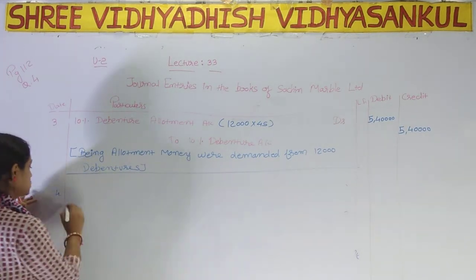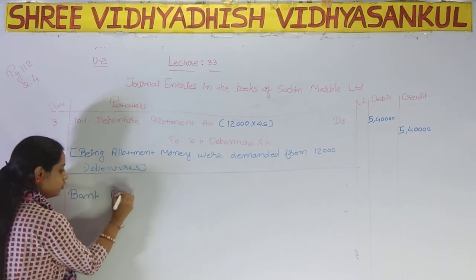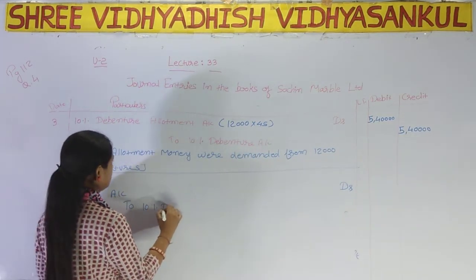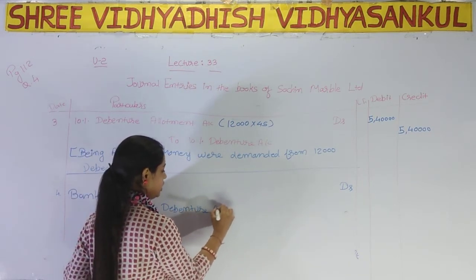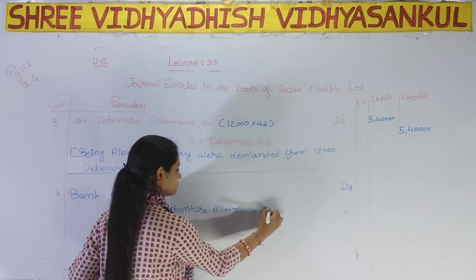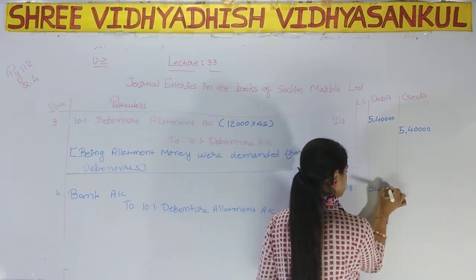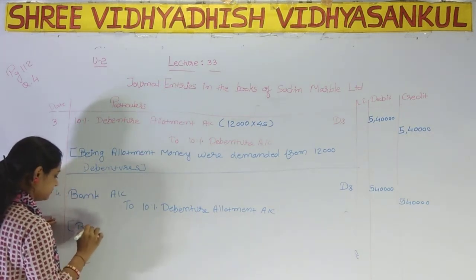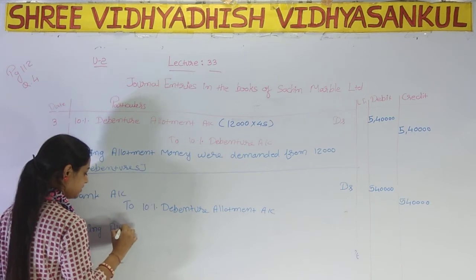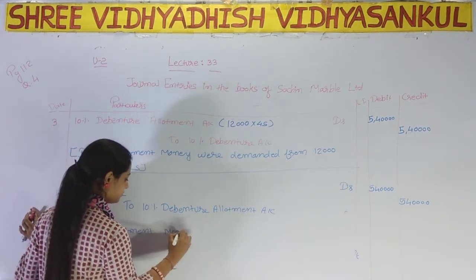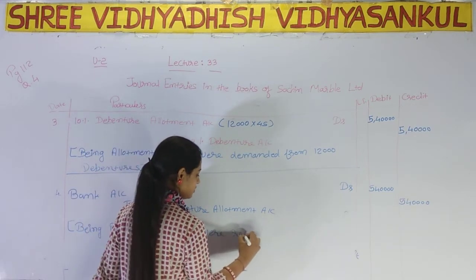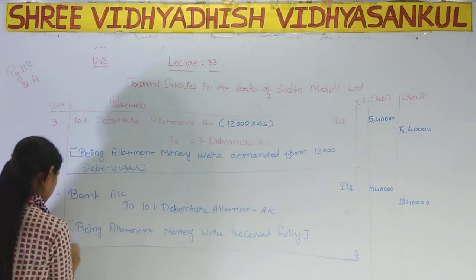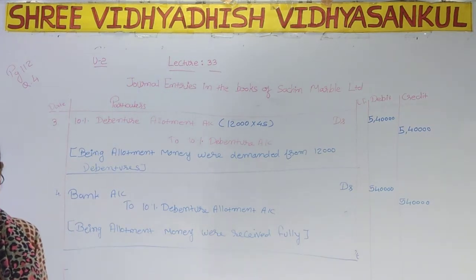Fourth one will be for receiving. So the receiving entry will be bank account debit, no call in arrears, so we don't have to write that, account to 10% debenture allotment account. 5,40,000. Into bracket we have to write being allotment money were received fully. Bracket over, underline, leave one line, then next. Before that, write down this too.